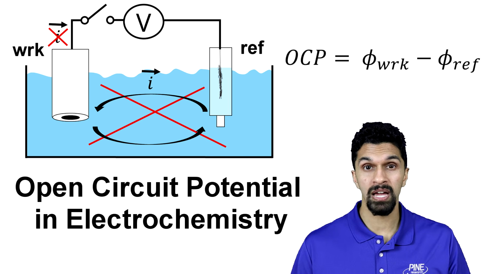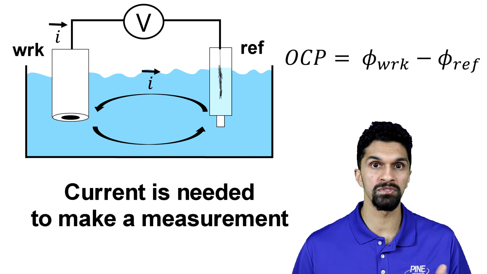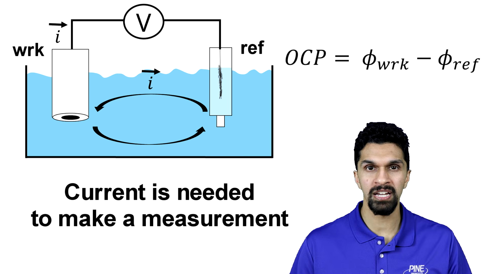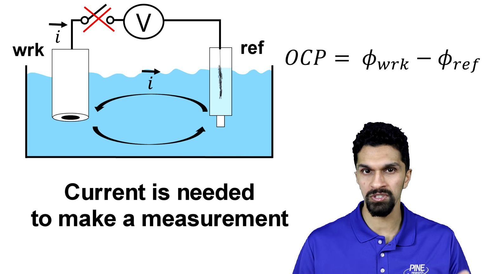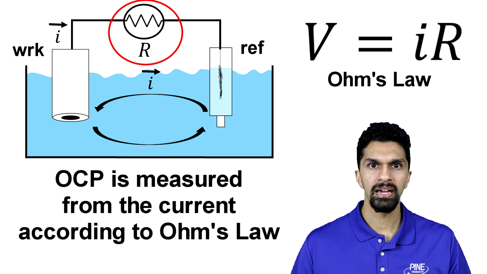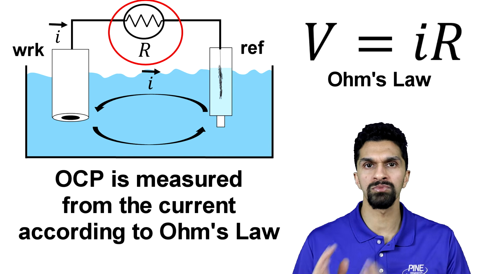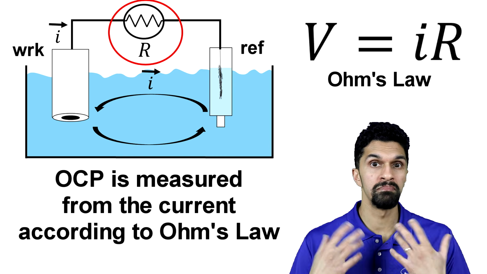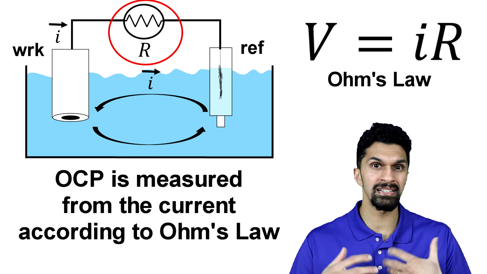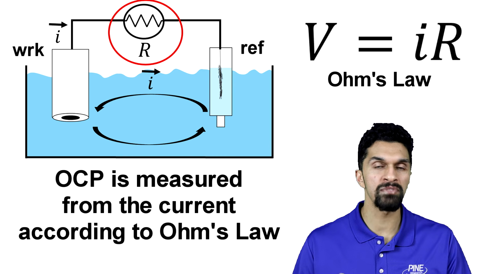Now, in electrochemistry, to make a measurement, it is necessary that a little bit of current flows. So practically speaking, when we measure the open circuit potential, we don't measure it at open circuit. Instead, we use a very large resistor, such that only a tiny amount of current passes between the working and reference electrodes, just enough to make a measurement.